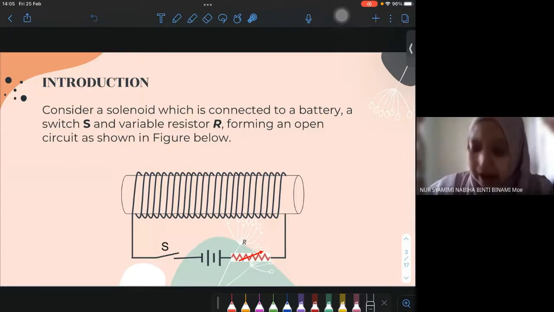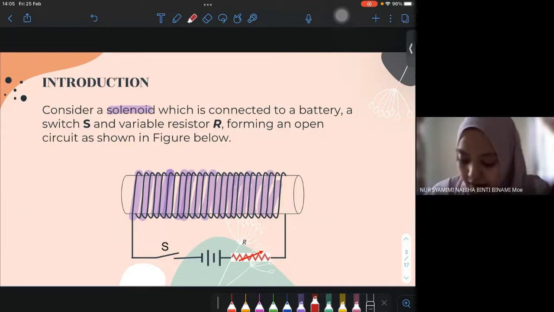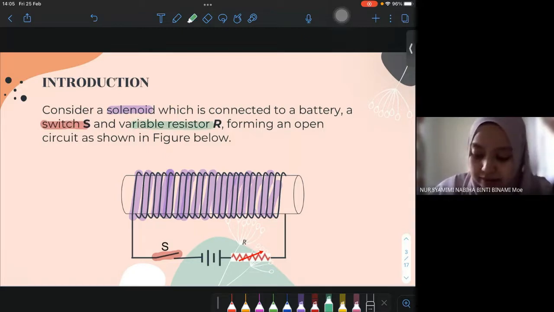Okay, so we have satu circuit yang ada solenoid. Ni solenoid. What is solenoid? Solenoid ialah coil yang ada banyak turns. So this is the solenoid. Dekat solenoid yang penting dia ada switch S. Then dia ada variable resistor.